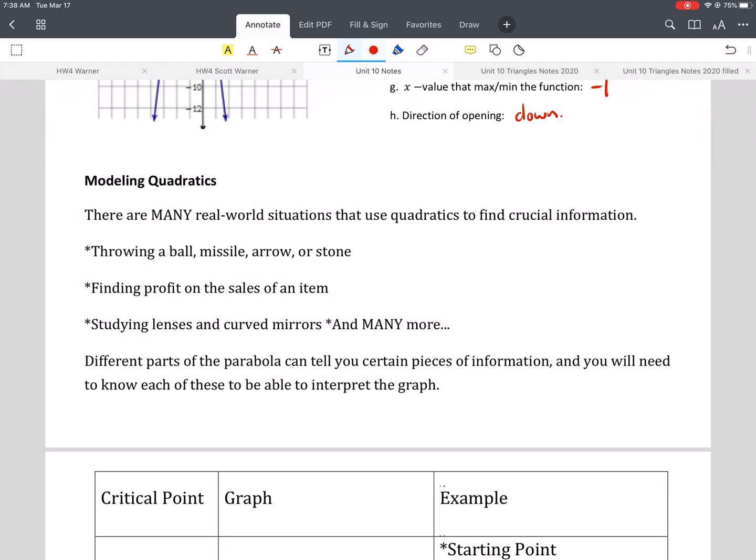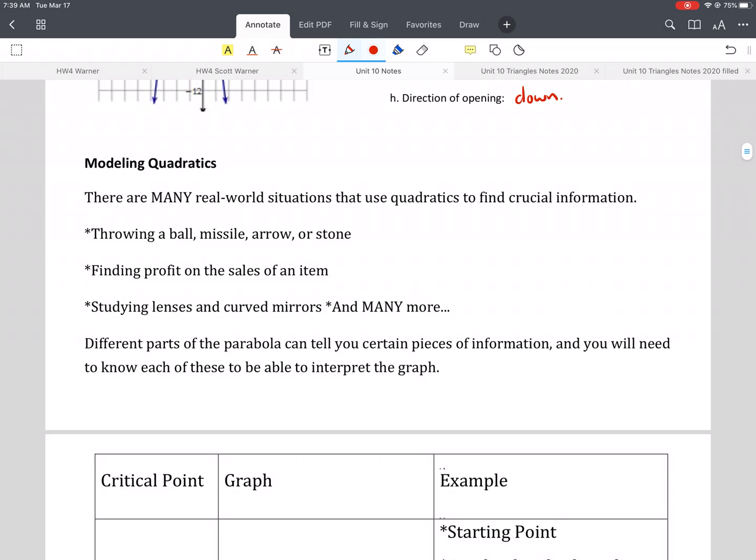For example, throwing a ball. When you throw something, it always follows a parabola, like throwing a ball, a missile, or an arrow, or throwing a stone. There can also be profits of sales, or they use lenses and curved mirrors a lot to use parabolas, for example, a TV dish.